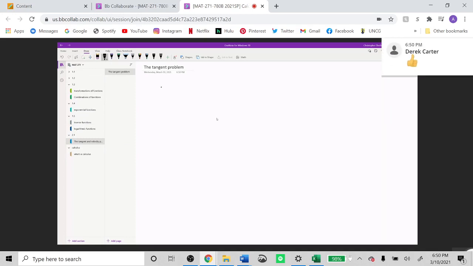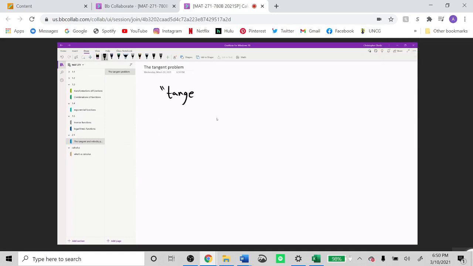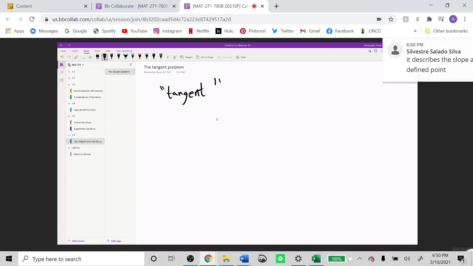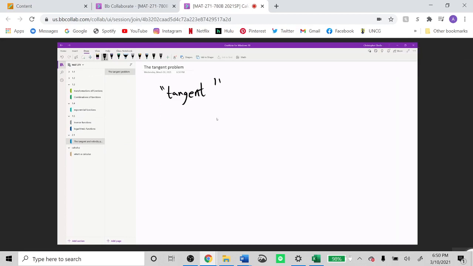What does the word tangent mean? What does this mean? Doesn't it mean like intersection? Close. Also close, Sylvester. You're the language nerd here, you should know this. This is Latin.